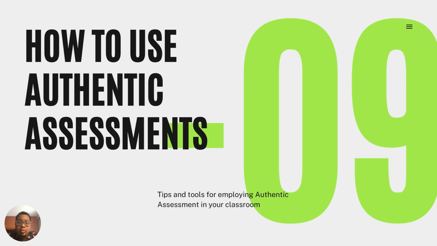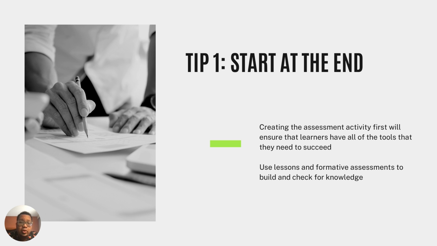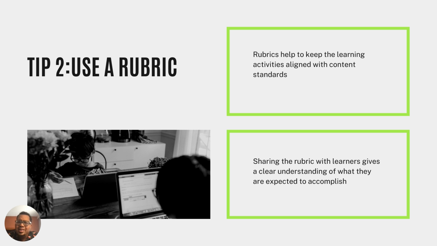Well, I'll give you a few tips. First tip: start at the end. Start with what you want the learner to be able to do, and then work backwards from that to develop the assessment. The next step is use a rubric. And, as educators, we use rubrics for ourselves, but with an authentic assessment, we also want to give rubrics to our learners so that they will have transparency in what is expected of them.